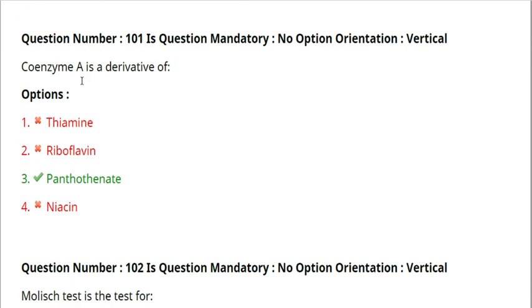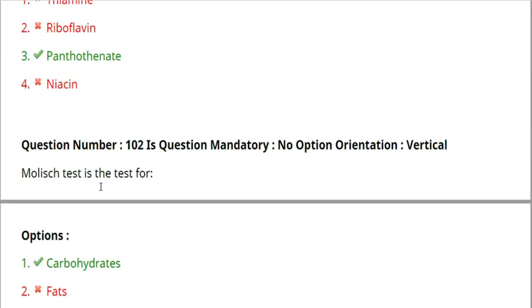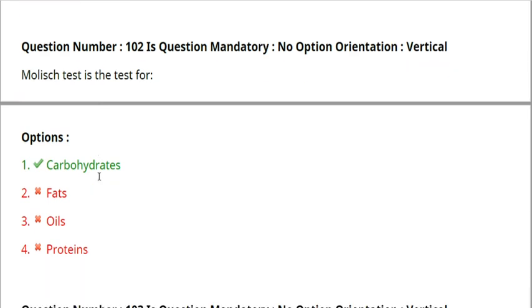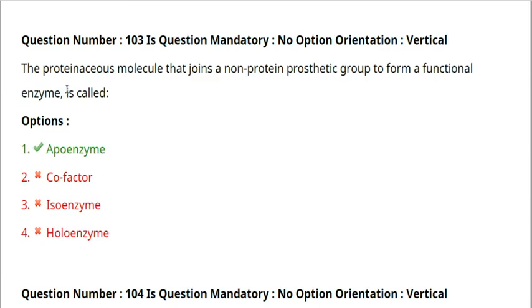Next, coenzyme A is a derivative of pantothenate. Molisch test is used for which technique? Molisch test is used for identification of carbohydrate. Next, a proteinaceous molecule that joins a non-protein prosthetic group to form a functional enzyme is called an apoenzyme. The non-protein prosthetic group is your coenzyme, which joins the protein to form a functional enzyme.